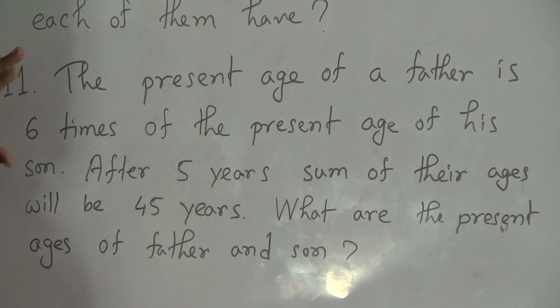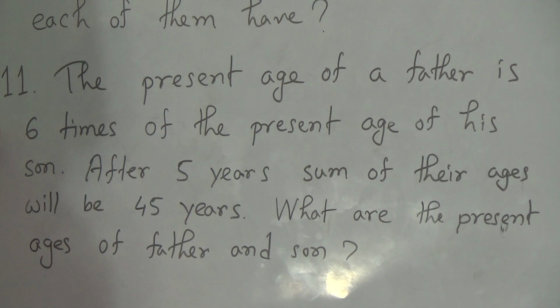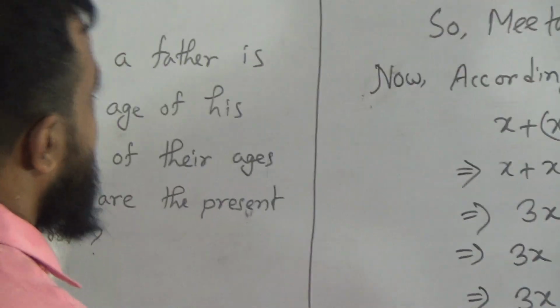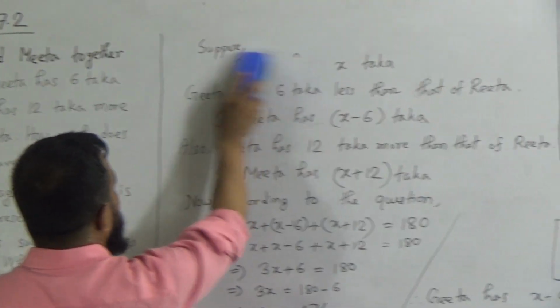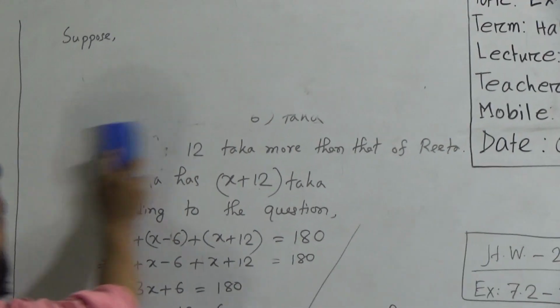In the first part, it is given that the present age of father is 6 times the son's age. That's why we will assume the present age of son as x. Then we can find out the father's age also in the present. Okay, now let's start the solution of 11. To solve that one I am erasing the solution of 8.